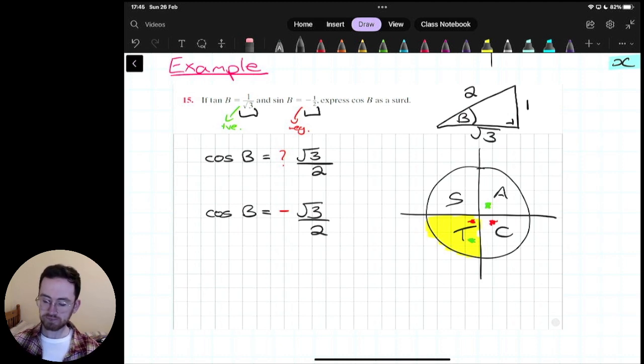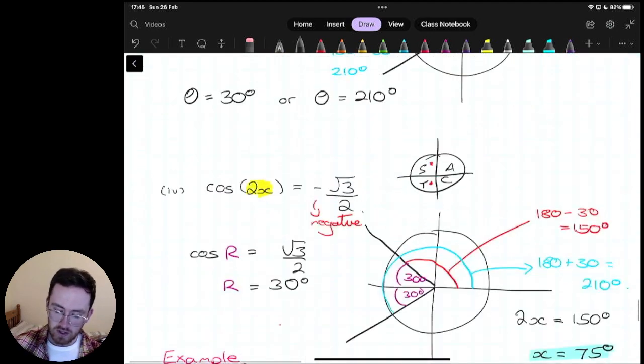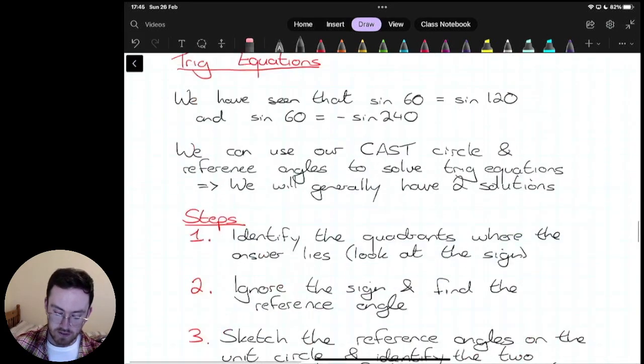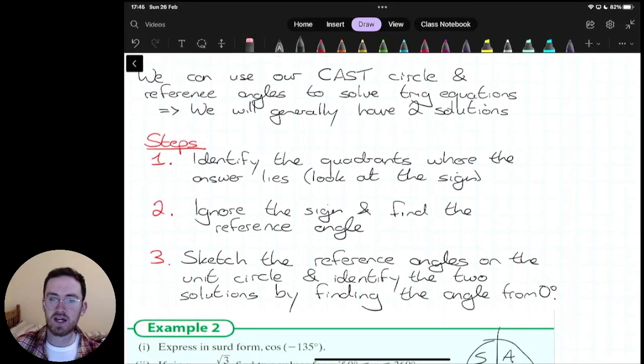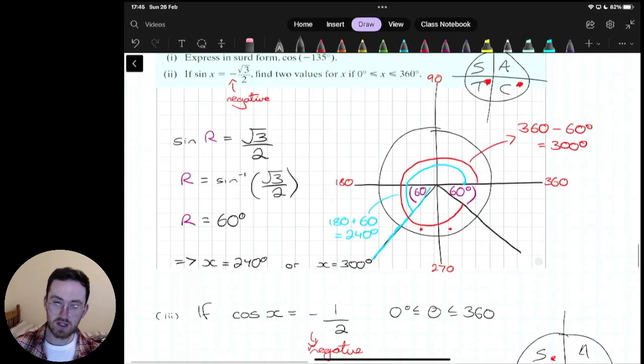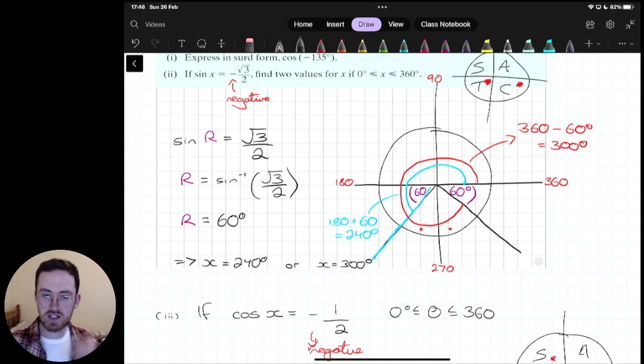So the overall things to look for in these questions are your steps, first of all. These are the key things. See the quadrant where the answer is, then ignore the sign and find our reference angle, and then sketch those onto the unit circle and find our two solutions. Remembering as well that your reference angle is that acute angle to the horizontal. It's really, really important. In the examples we've done here, we get our reference angle and sketch that in, so we make that connection between the reference angle and the total angle we're looking at. That helps us in solving these equations with our two solutions.